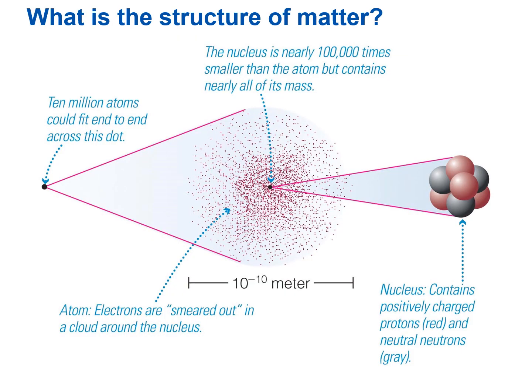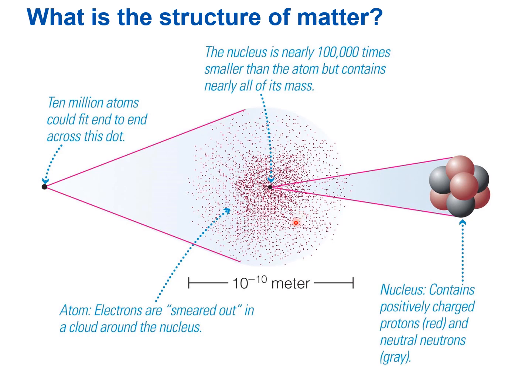So what is the structure of matter? Matter is made up of very tiny particles called atoms. And as you can see here, it says 10 million atoms roughly could fit end to end across this dot. So they're very, very tiny. Now, if we zoom in on this, pretending 10 million atoms across this dot, we're going to look at an atom.